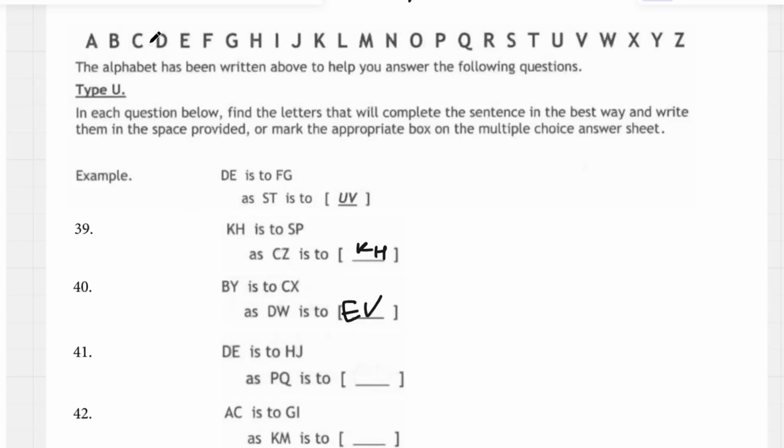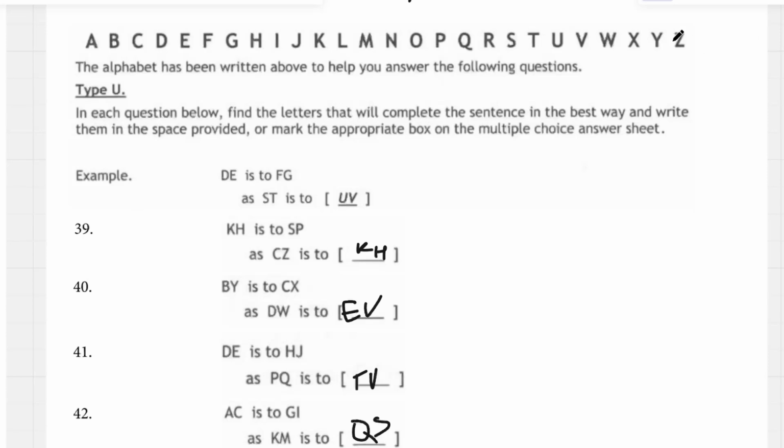41, D to H, 1, 2, 3, 4, P plus 4 is going to be T. And then E to J, 1, 2, 3, 4, 5, Q plus 5, 1, 2, 3, 4, 5 is V. 42, A to G, 2, 4, 6, K plus 6, 2, 4, 6 is Q. We have C to I, 2, 4, 6, M, 2, 4, 6 is S.